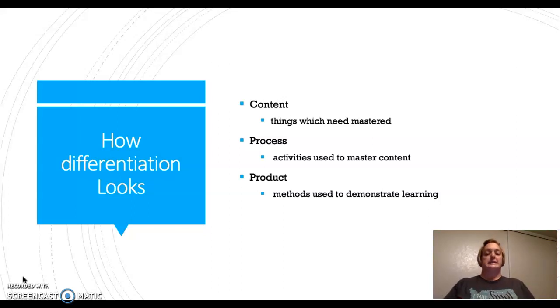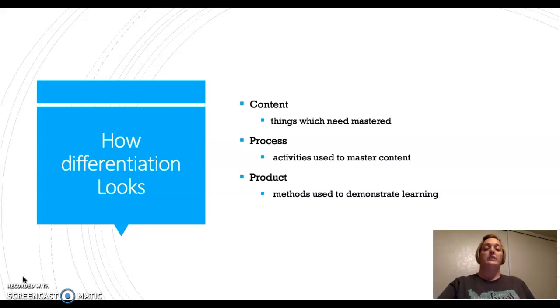And then we have the process, activities used to master the content. So if a teacher differentiates process, they teach the same concept or skill, but the manner in which they teach it makes more sense to the student than if a normal class were to teach it, with the student in a group of everybody else. So they have a variety of different activities that the students can use to master the skill or the concept. They can decide how to do this by taking into account the student's readiness level and their interest in their learning.